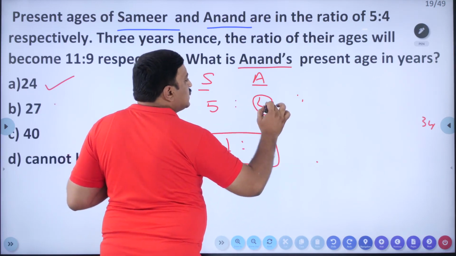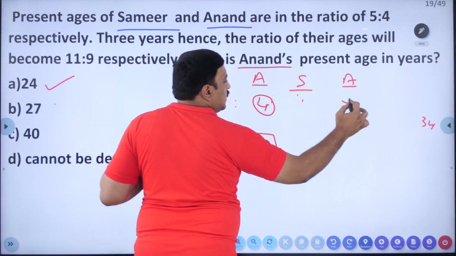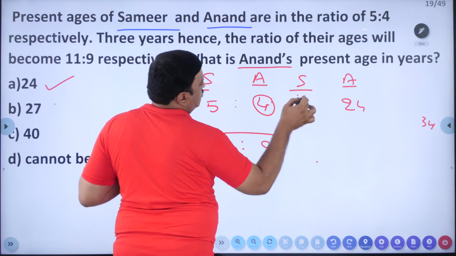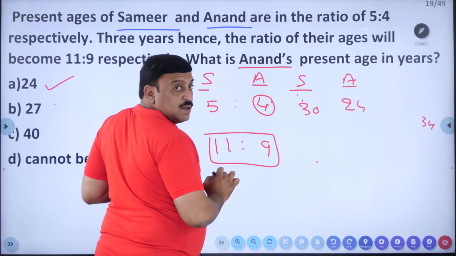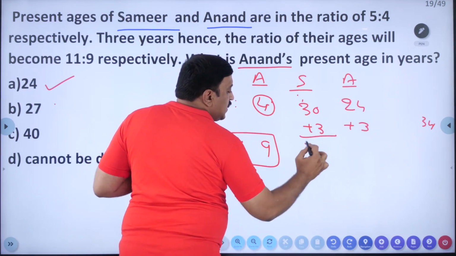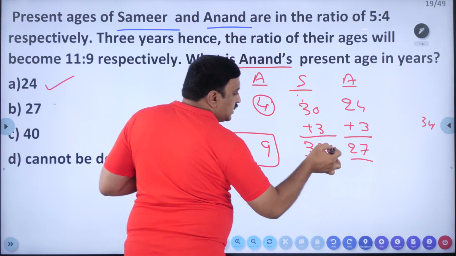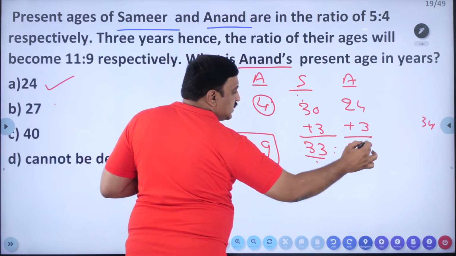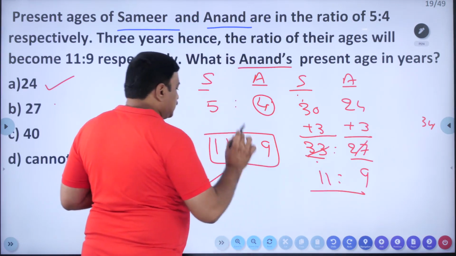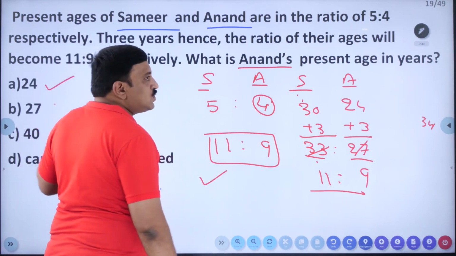So since Anand is 24, I said the answer, 4 into 6 is 24. That's why Samir is 5 into 6, 30. Then if you add 3 years to both of them, it will become 33 and this will become 27. Now 33 to 27, you find this is 3 elevens and 3 nines. So 11:9, your answer is right. Verification is over. Verification is correct. So your option is 24.